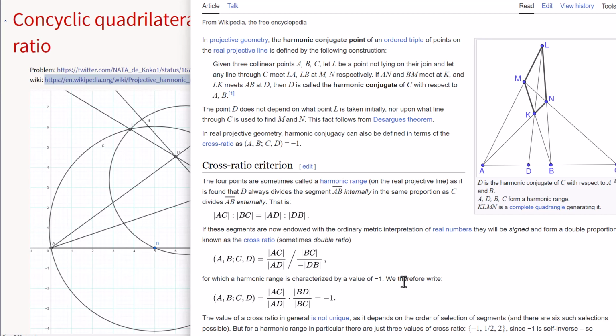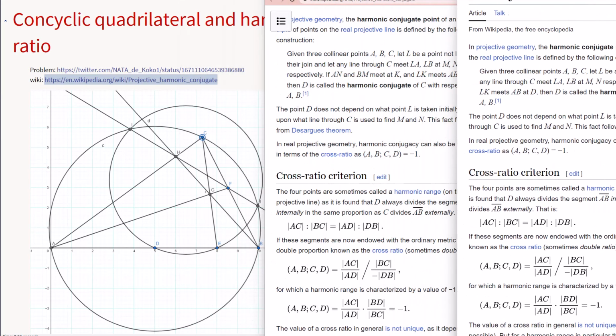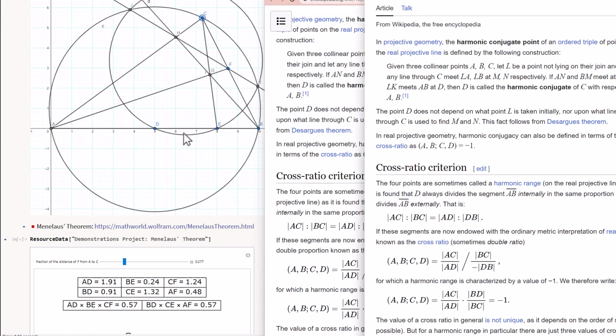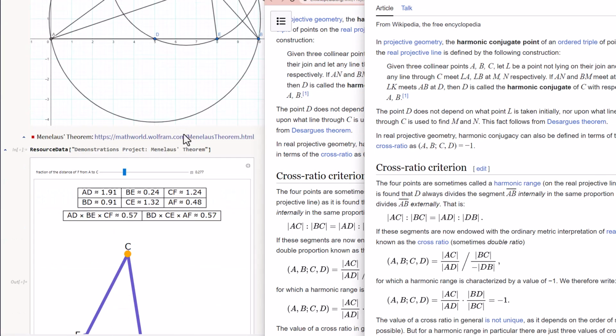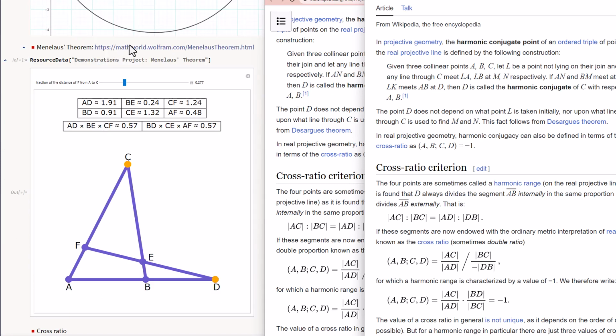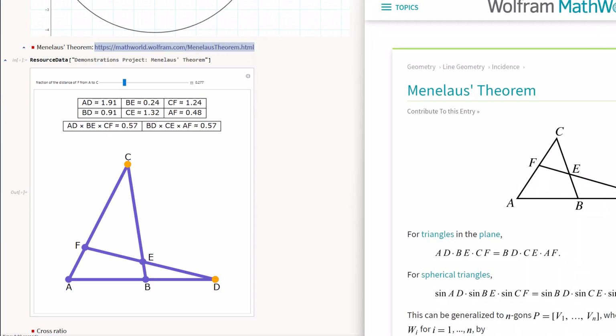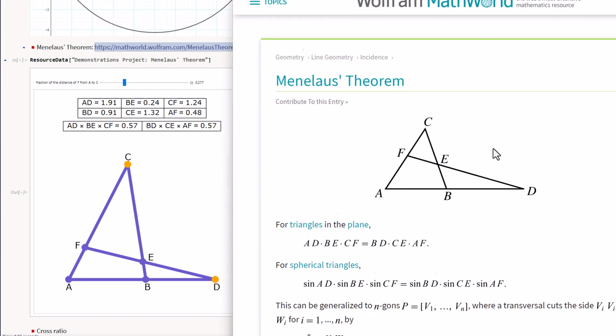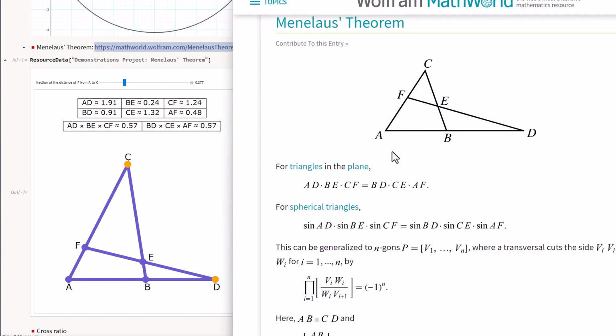And this is something called cross ratio. To prove the cross ratio, we need another interesting theorem in geometry. It's called Menelaus' theorem. You can find that on MathWorld. It gives you a very strong relationship between the segments in this diagram.